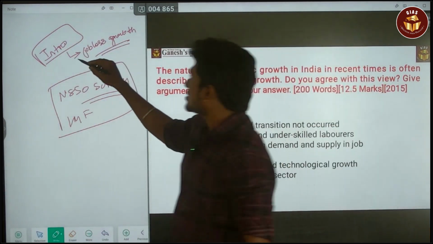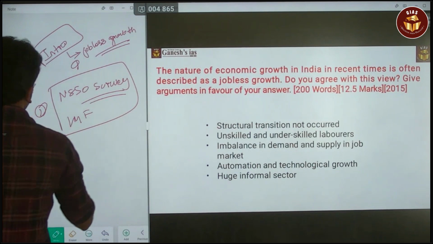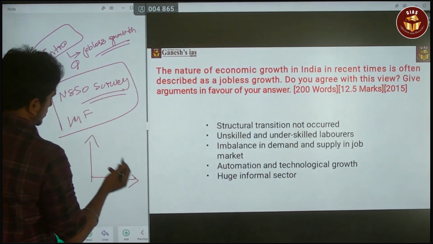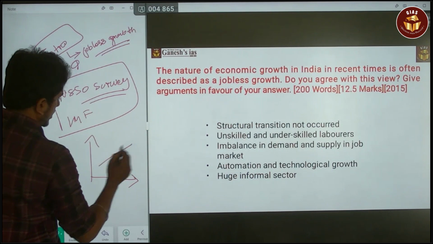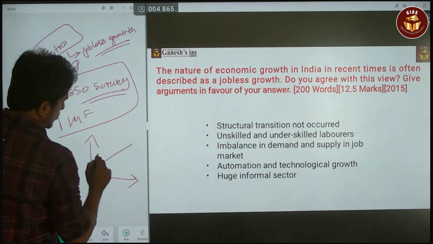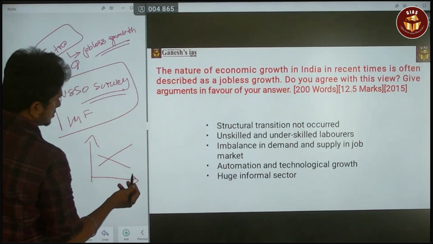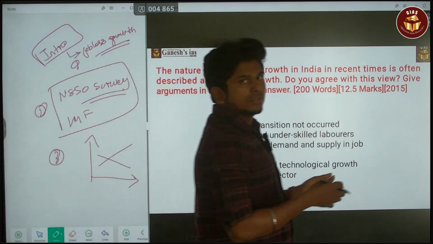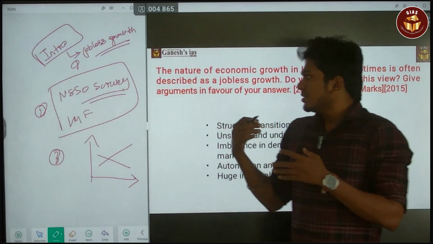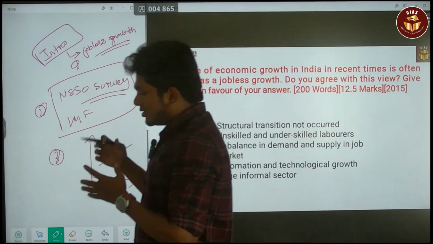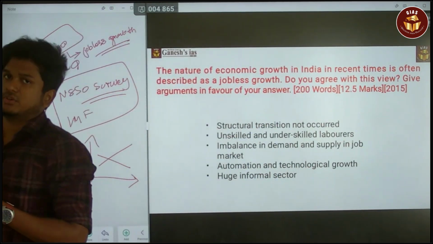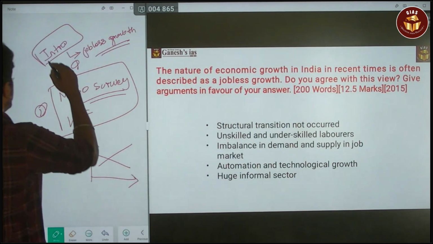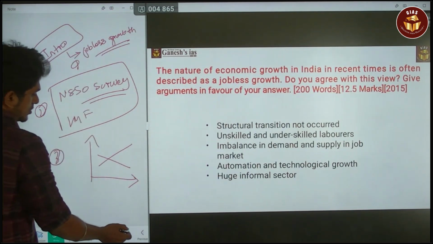Okay, so first, second, or else third, you can use a graph. For example, GDP's growth rate is like this, and when it comes to employment, its growth rate is like this. You can say like that also. It's up to you, because for this question you have a variety of intros. You can use any. It's up to you. I am just giving you the three types.